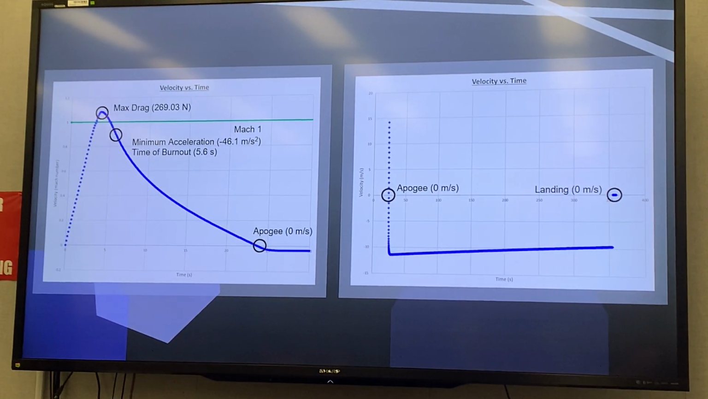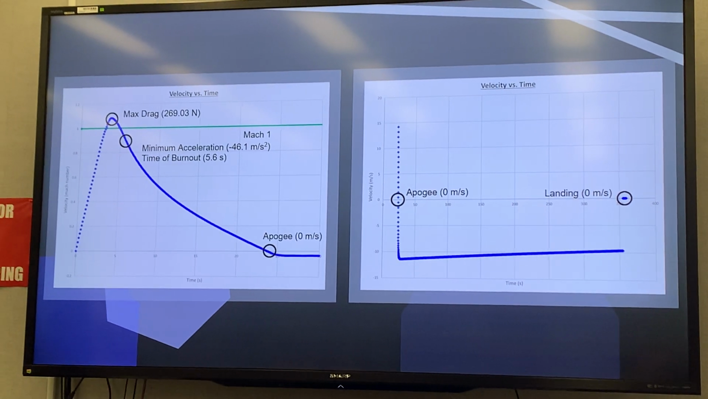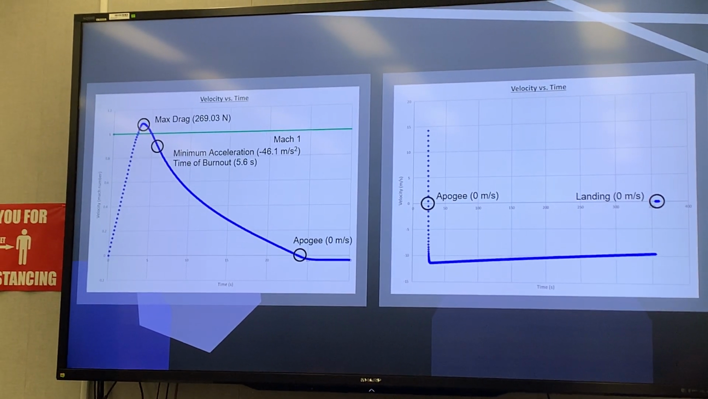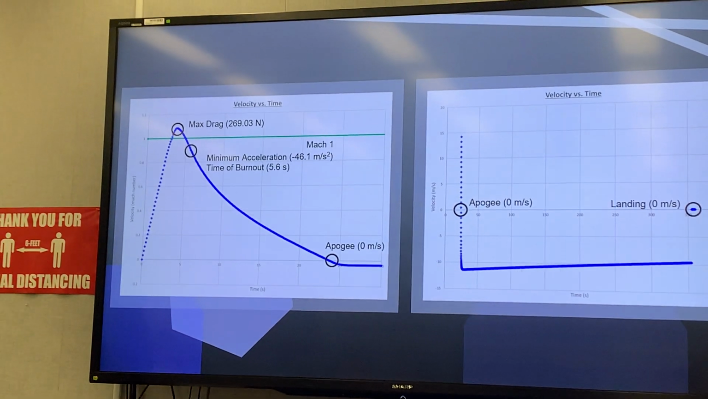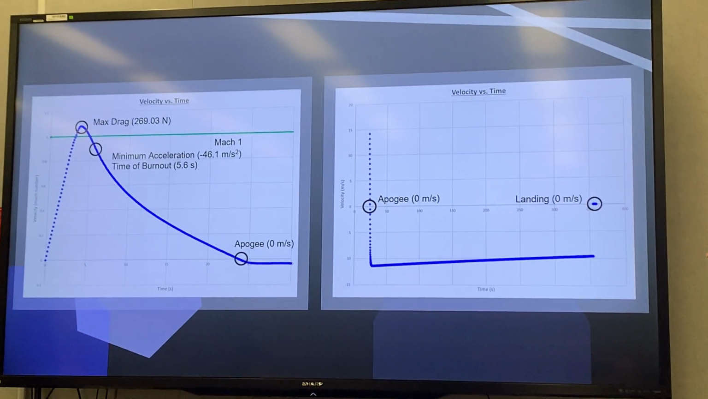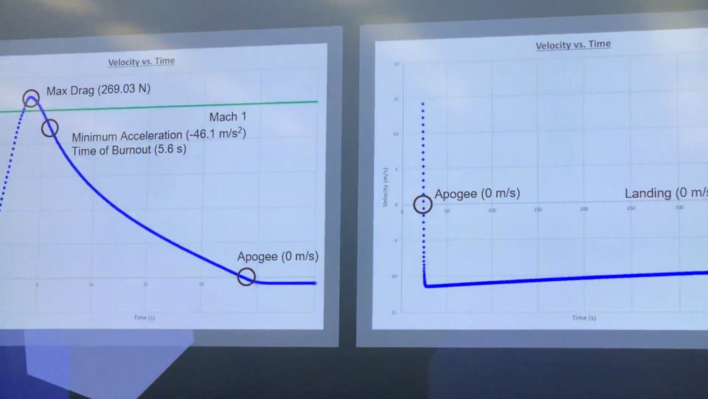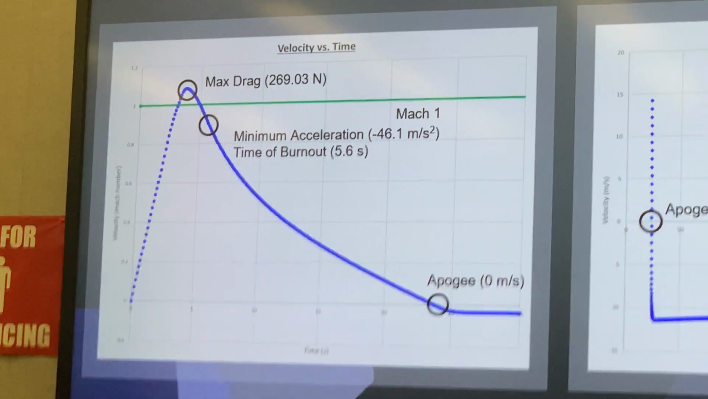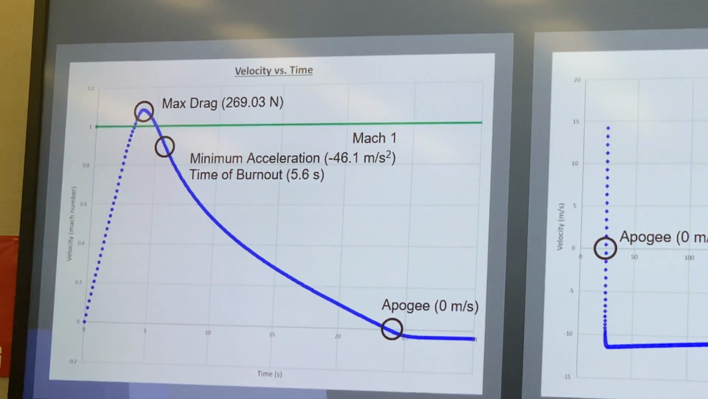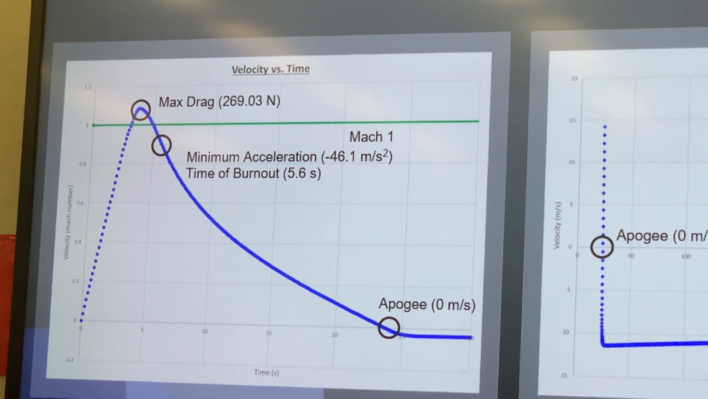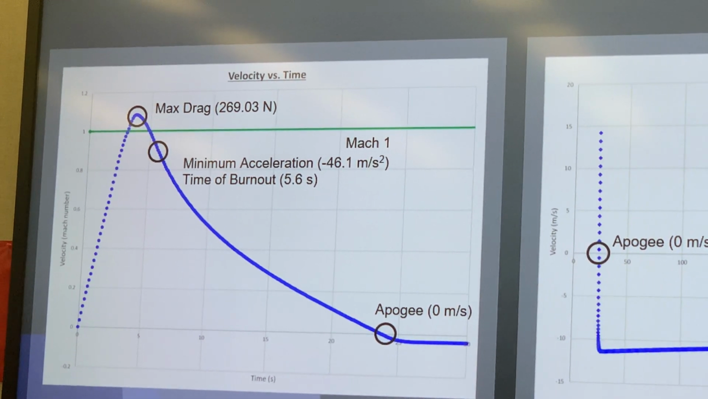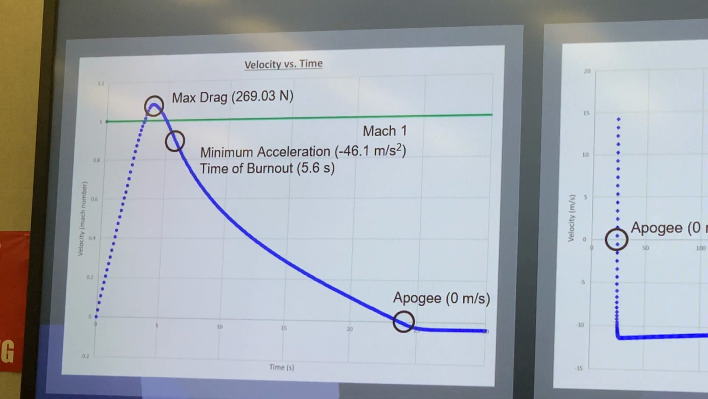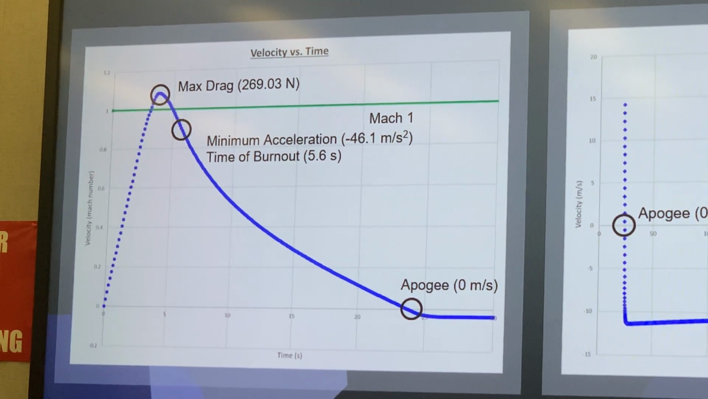The one on the left, again, emphasizes the second aspect of the parameters that were set for us, which were to surpass Mach 1 speeds, and this graph shows us that we are indeed breaking the sound barrier, going about Mach 1.08. And at the top we can see that that's the moment at which we experience maximum drag because, again, velocity and drag are inversely proportional to each other. So you experience the max drag as velocity reaches its maximum point.